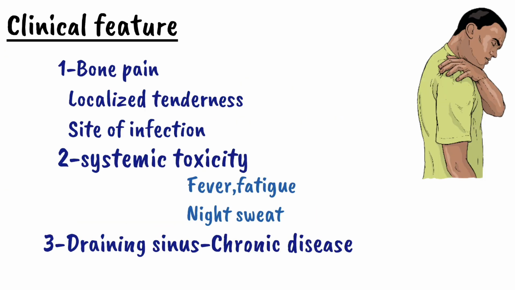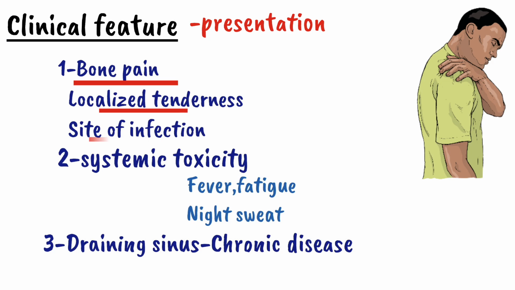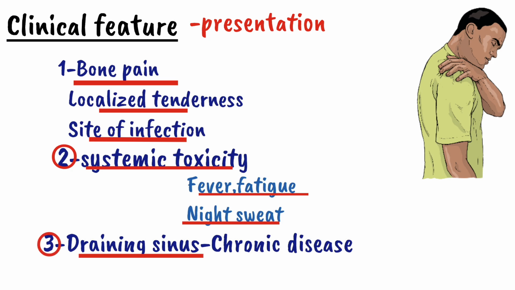So how will a patient with osteomyelitis present clinically? The patient will present with bone pain with localized tenderness at the site of infection. Along with that, there will be signs of systemic toxicity such as fever, fatigue, night sweats, etc. There will also be a draining sinus, but this draining sinus mostly occurs in chronic disease when there is formation of involucrum and sequestrum.